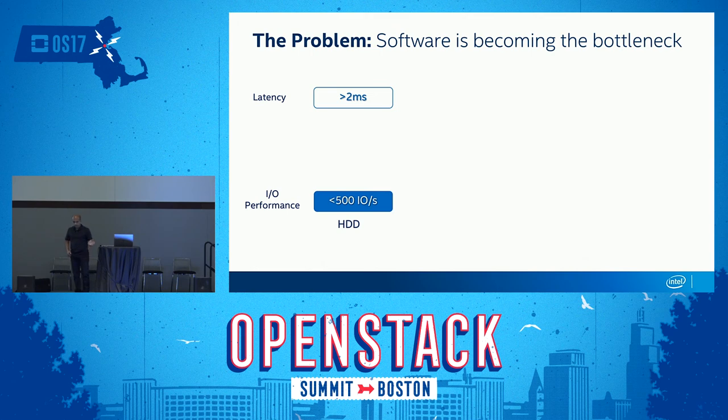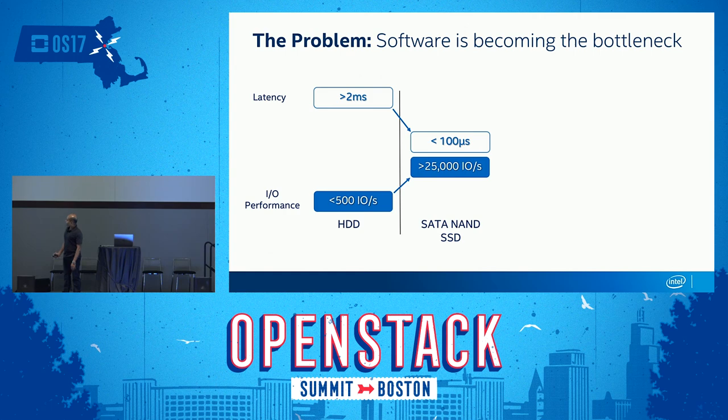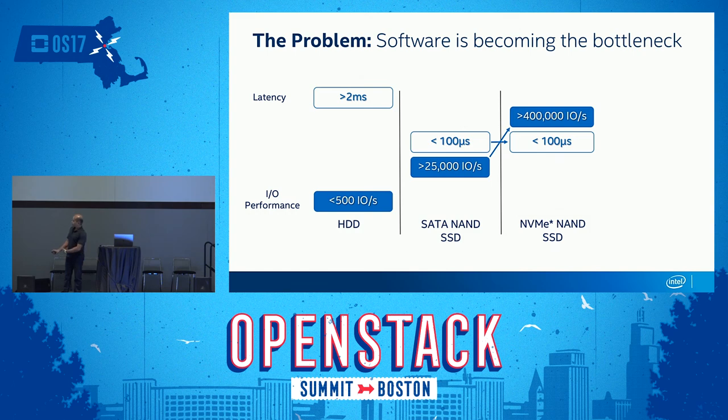If you look at the transition over, let's say, 30 years, we look at spinning media, which has been around forever, right? We're talking about less than 500 IOPS. Your IO latencies tend to be in milliseconds. Then to SATA and NAND SSDs, which are your most prevalent solid state media from your client systems to server systems, where you're actually talking about multiples of 100 times as many IOPS and much lower latency, right? Still, when you change the interface from, let's say, SATA to NVMe, things become even more interesting, right?